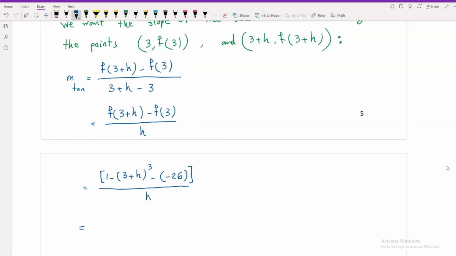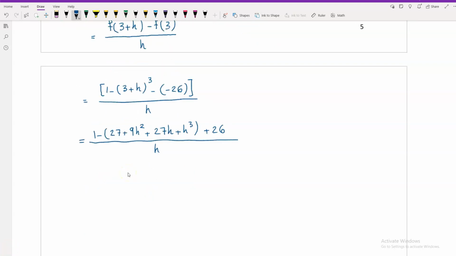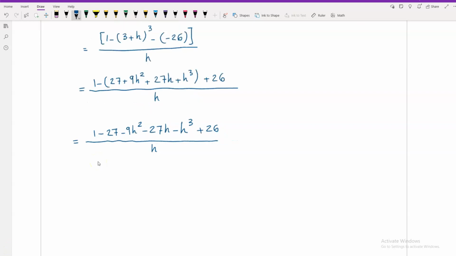So we have to simplify. Here we have 3 plus h cubed, and that is equal to 27 plus 27h plus 9h squared plus h cubed. And here we have negative times negative, so we have positive 26. Here I applied this negative sign, so negative times 27, 27h, 9h squared, and h cubed. Now here we have 1 minus 27, which is negative 26, plus 26, that part is 0. So what's left here, we have negative h cubed, negative 9h squared, and negative 27h.